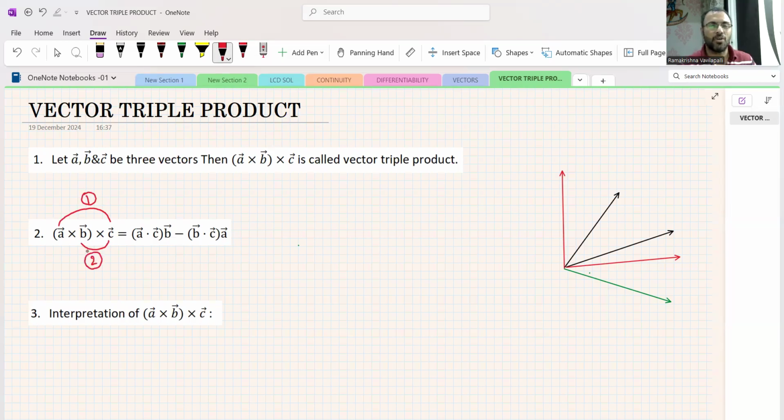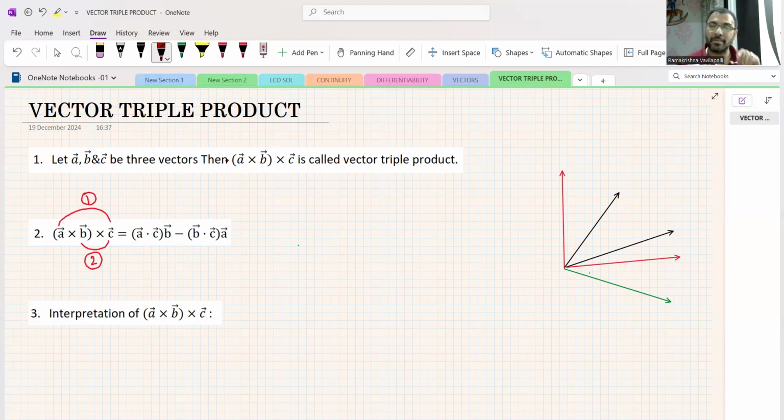Now how to prove that this vector is represented in the plane of only B bar and A bar? This lies in the plane of B bar and A bar. Any vector in the plane of A bar, B bar can be written as R bar equal to XA bar plus YB bar. Any vector in the plane of A bar, B bar can be expressed as a linear combination of A bar and B bar, that is XA bar plus YB bar.